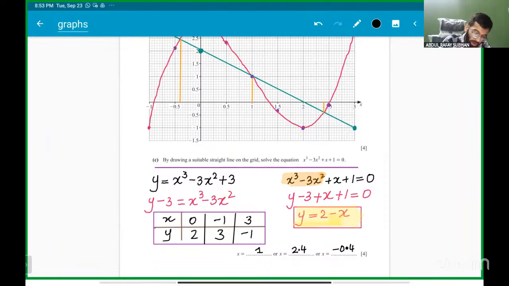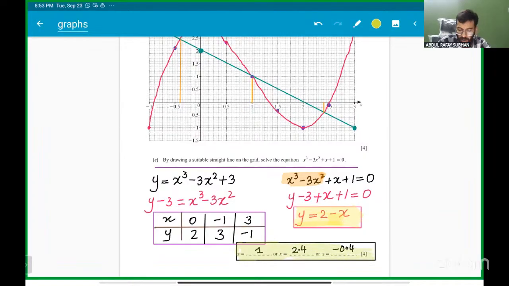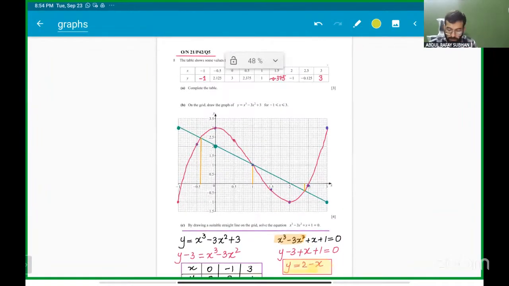Is everyone getting it? Following? Understood, students? So that is what we have got: 1, 2.4 and negative 0.4. That is what we are getting, 3 solutions. Let's also check this one as well, which is October, November 21, paper 4, variant 2. Is it matching? All the answers are coming.